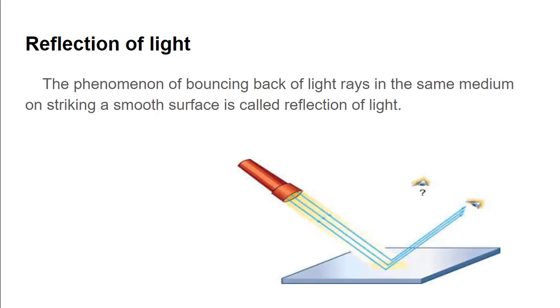Look at the diagram. We are supplying light from the torch. All the light rays fall on the surface, strike the surface, and bounce back. This bouncing back of light rays is known as the reflection of light. This helps us to see the object.